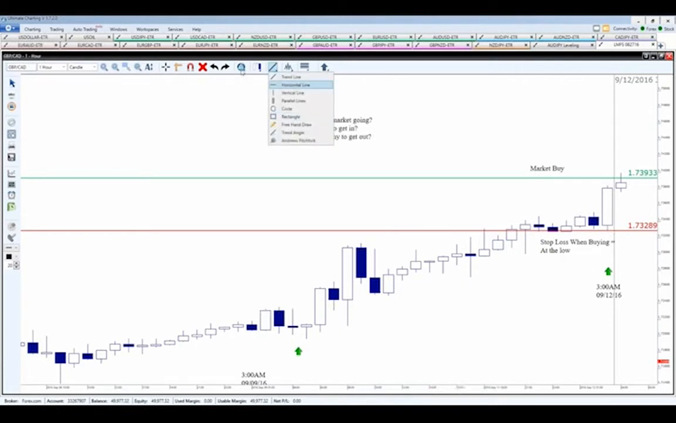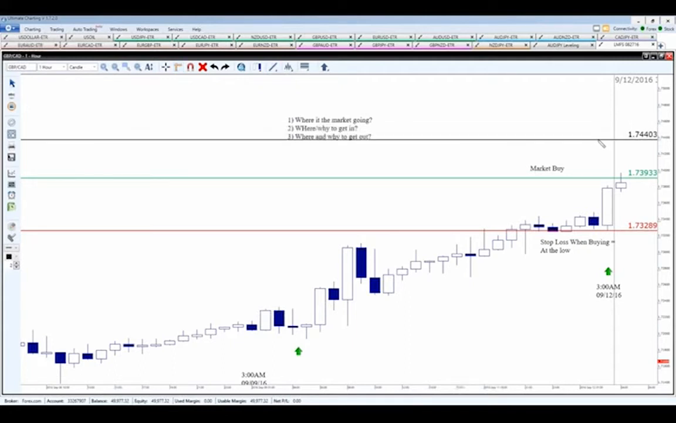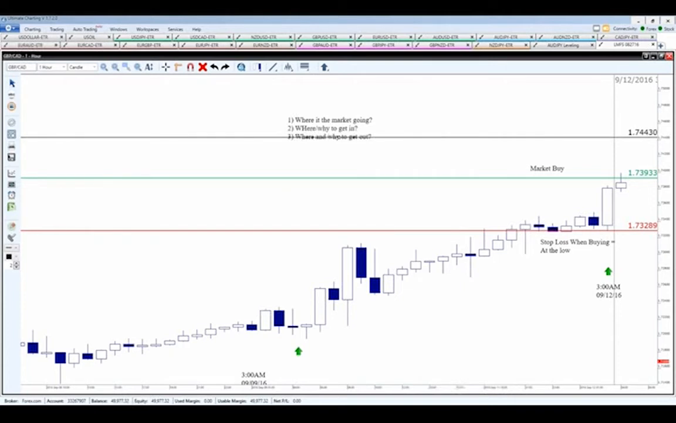Now, does everybody remember what our target is? Our target is a minimum of 50 pips. So let's come in here. Where's our 50? So 17443. So right there, that's going to be our target. Right there. In fact, let me type that out for everybody. Our target, which is also our limit. That's where we get out of this trade.